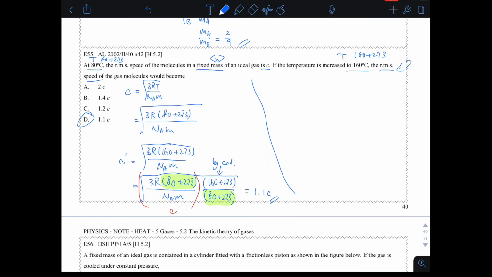If you think this is a little bit complicated, then you may also think of the ratio stuff. C is directly proportional to the square root of T over M, right? And here M is the same because we are using the same gas, so we can conclude C is directly proportional to the square root of T. Then the new one over the old one will equal the square root of the new T over the old T. Then we can have directly this and get 1.1 here. That means C prime is 1.1 of the old one.